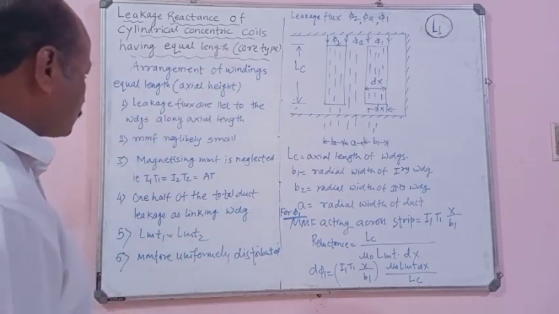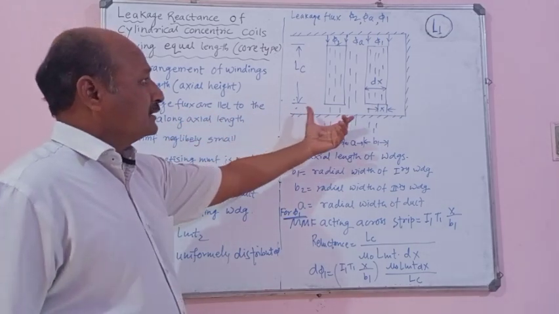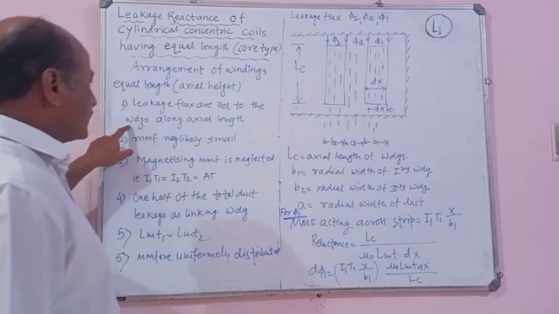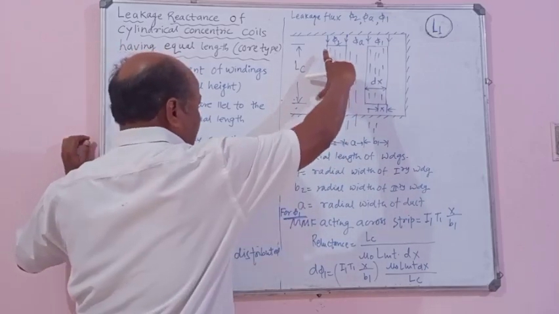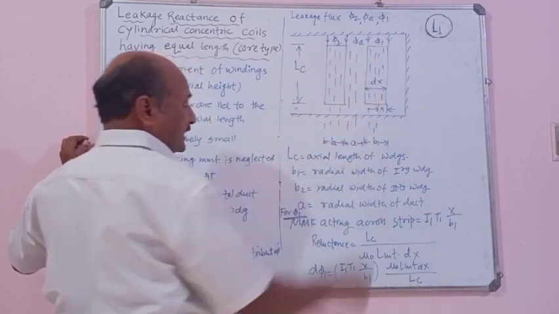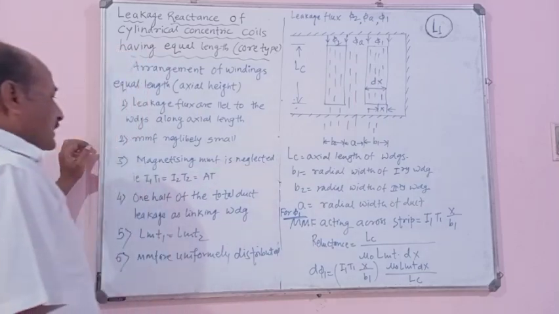So in this, the leakage flux is parallel to the windings along the axial length. So this one is the axial length and these are the directions of the leakage flux. So leakage flux is parallel to the direction of the axial length.